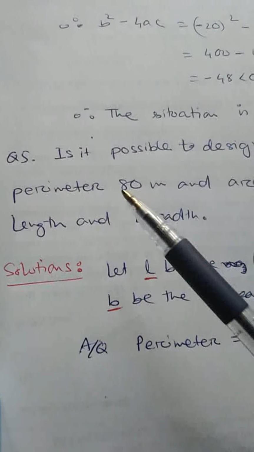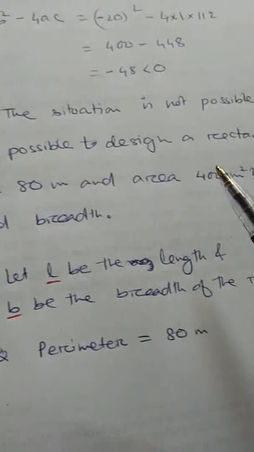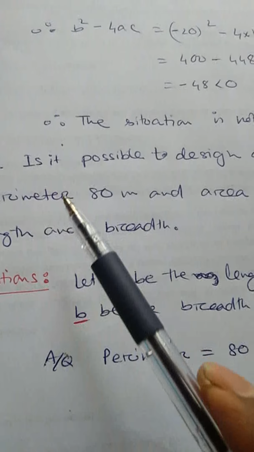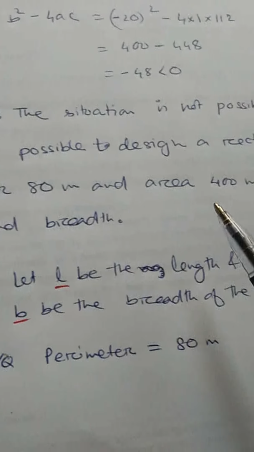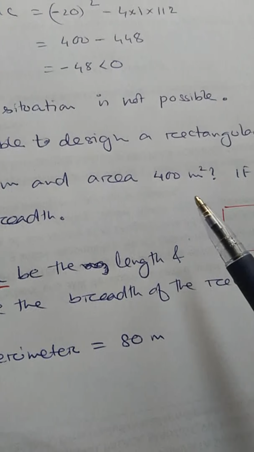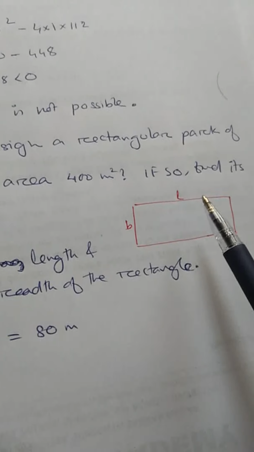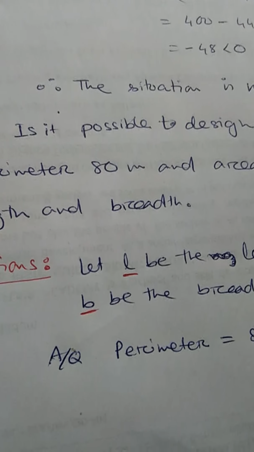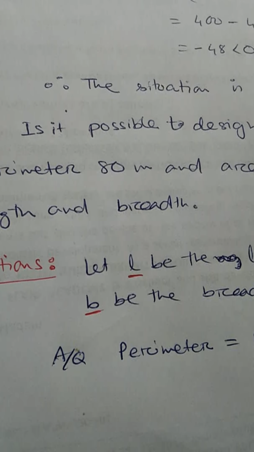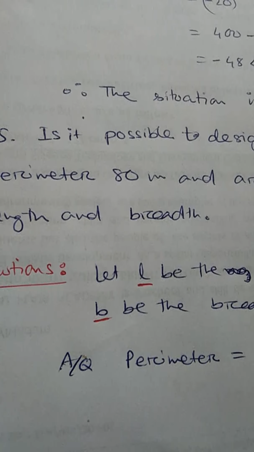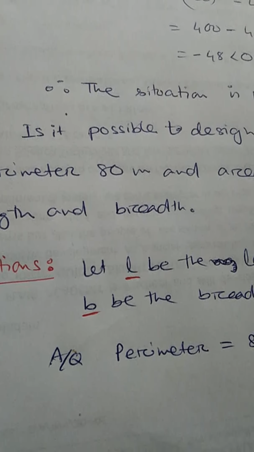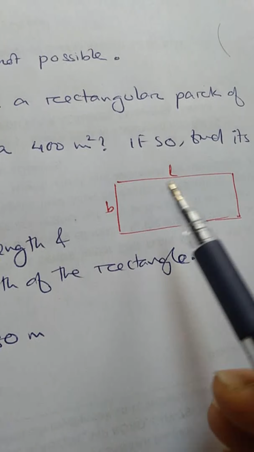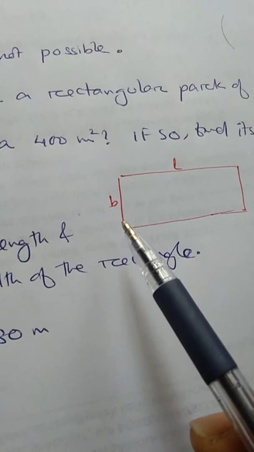Question number 5. It is given: is it possible to design a rectangular park of perimeter 80 meter and area 400 meters square? If so, find its length and breadth. So there is one rectangular park whose perimeter is given 80 meter and its area is 400 meters square. So we can assume length of the park as L and breadth as B.